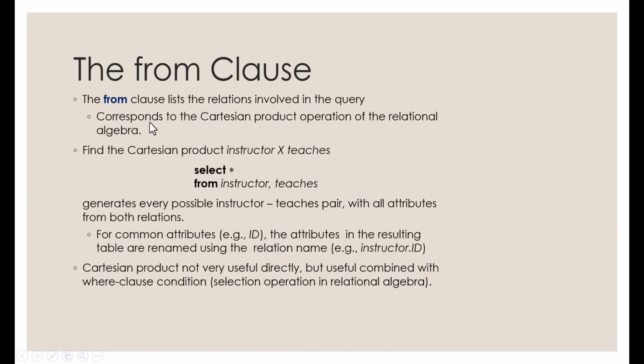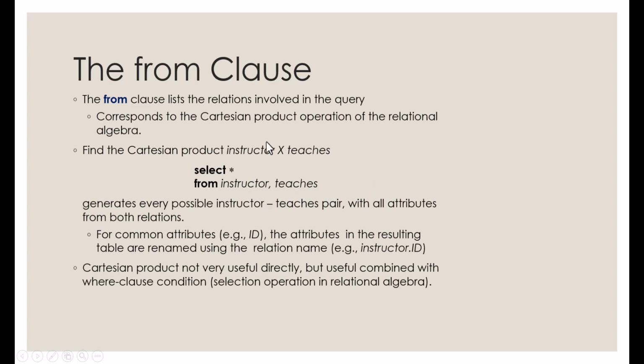Okay, you can have multiple relations in the from clause. So select asterisk, meaning select everything. We want to display all the attributes from instructor, comma, teaches. This comma means that we're taking every single possible combination between instructor and teaches. That's the same thing as the Cartesian product that we dealt with in relational algebra. You could have more than two tables. There's really no limit on how many you can have.